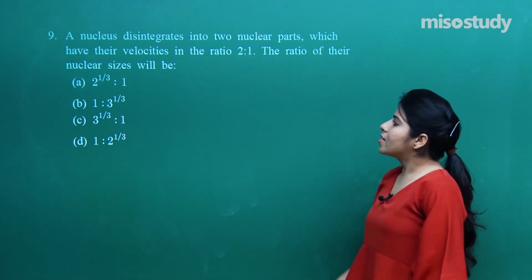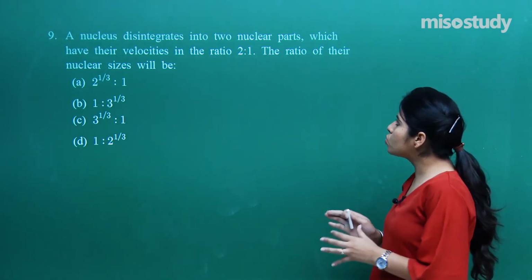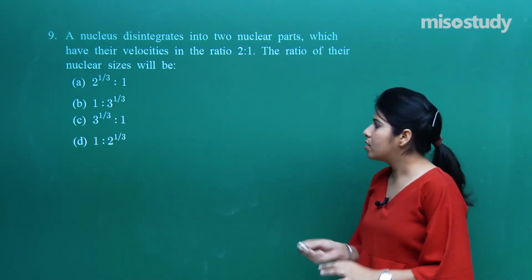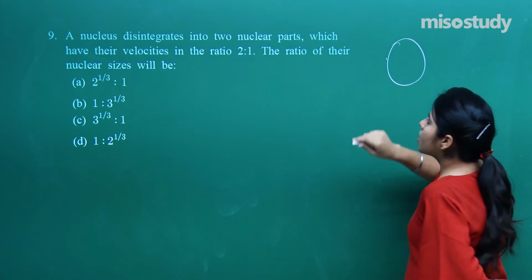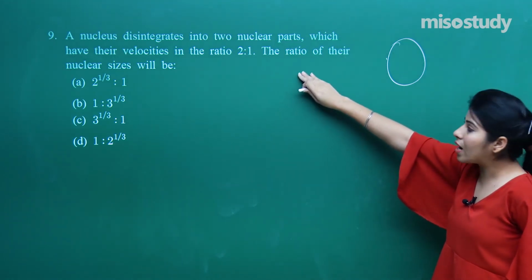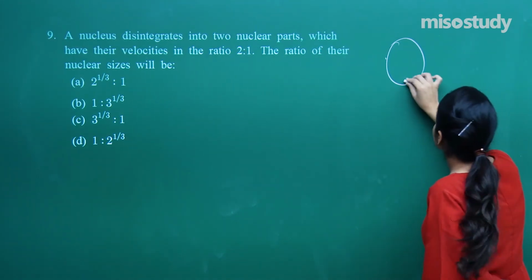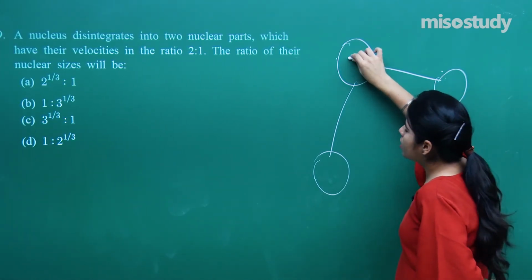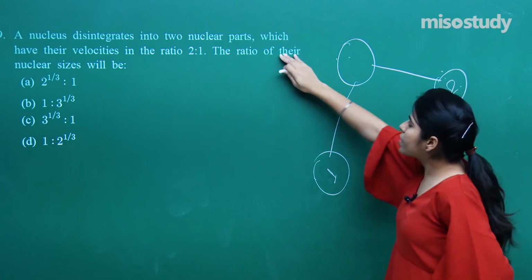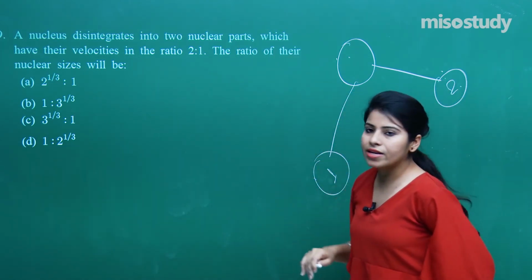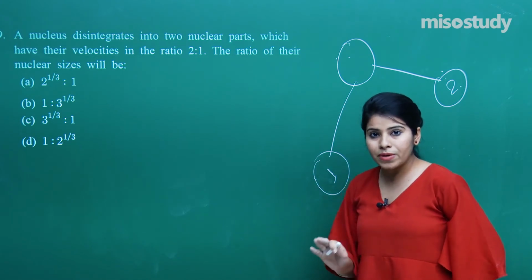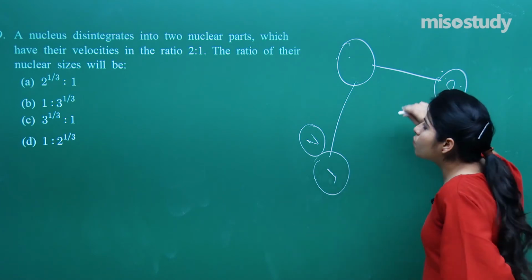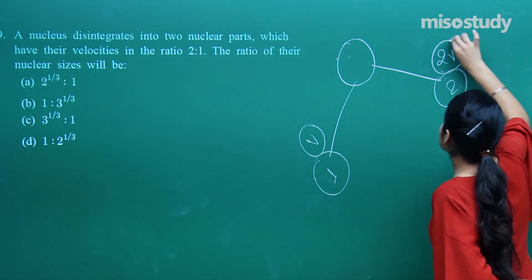So I can see that a nucleus disintegrates into 2 nuclear parts which have their velocities in the ratio 2:1. Let me just make one nucleus and according to this question it is being divided into 2 nuclear parts. So this is your 1 part, this is your 2 part, right? We have been given that their velocities are in the ratio 2:1. That means one will be having v velocity and the other one will be having 2v velocity.